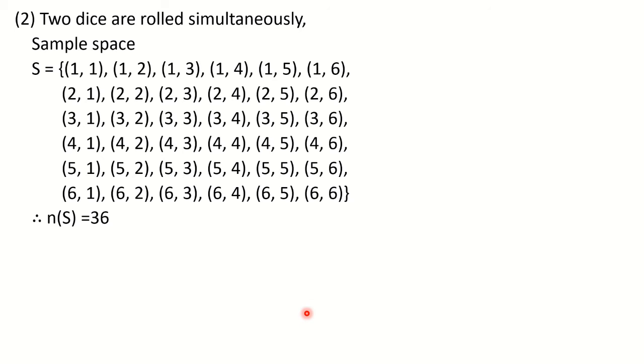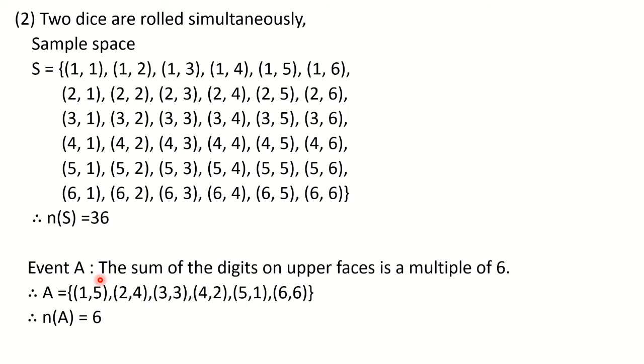Now let us see the first condition. Event A: the sum of the digits on the upper faces is a multiple of 6. Here the highest sum is 6 plus 6, 12, and the lowest sum is 1 plus 1, 2. We want a multiple of 6, so you have to go for the table of 6. 6 ones are 6, 6 twos are 12. So only two numbers you will keep in mind, that the sum should be either 6 or 12. Next, 6 threes are 18, which is not possible, because the maximum sum here is 12.